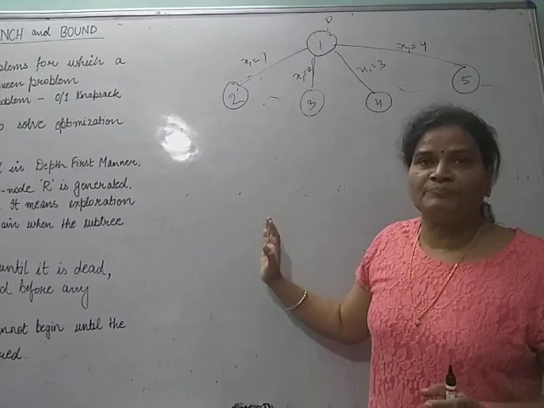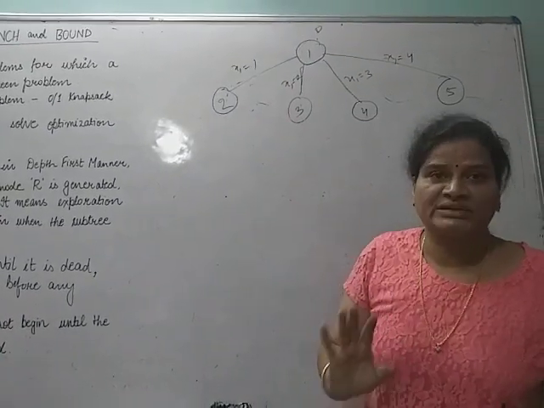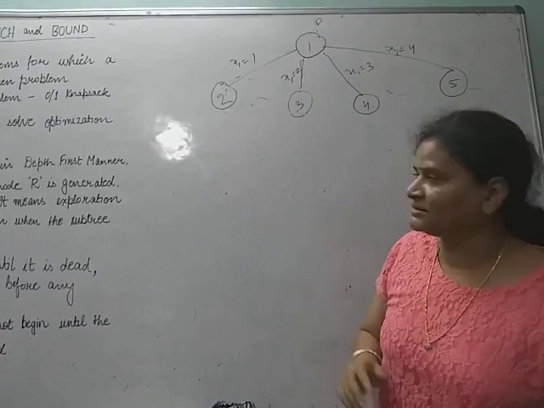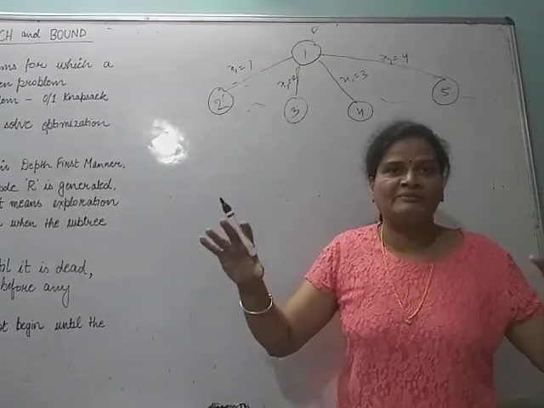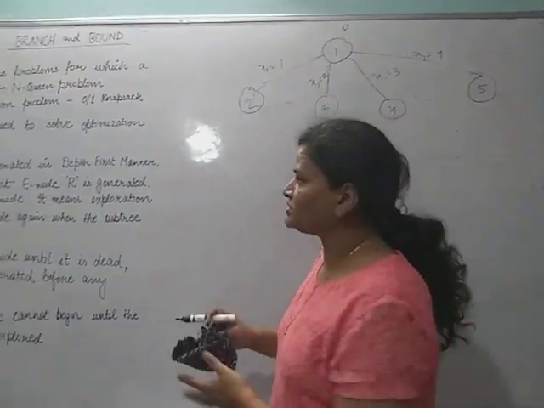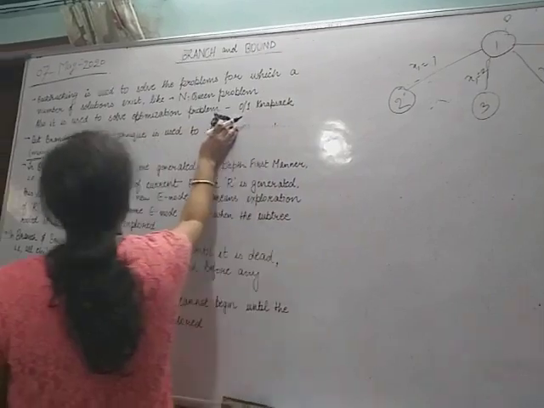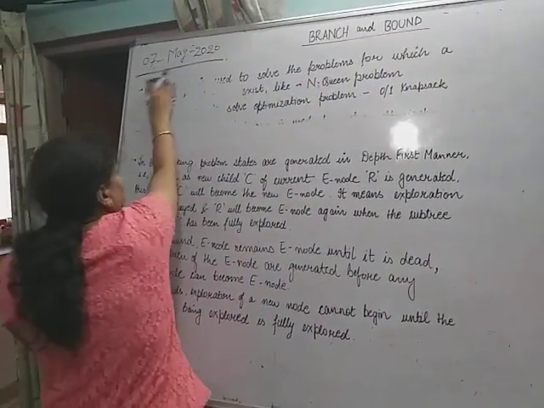So in branch and bound, because at any particular time I have a list of live nodes, there are three types of branch and bound.